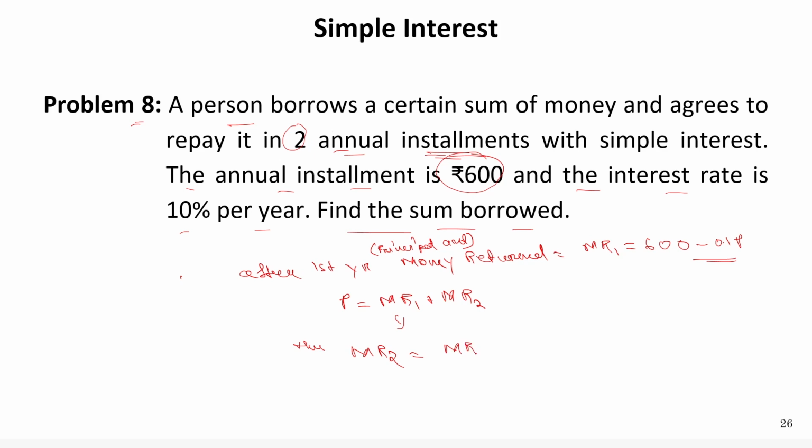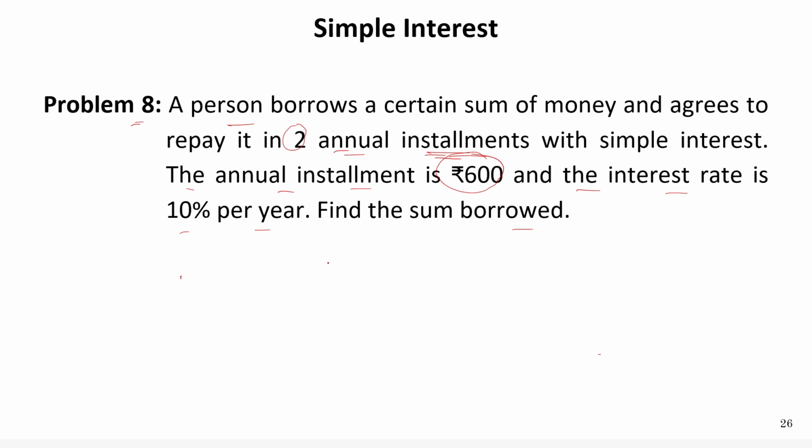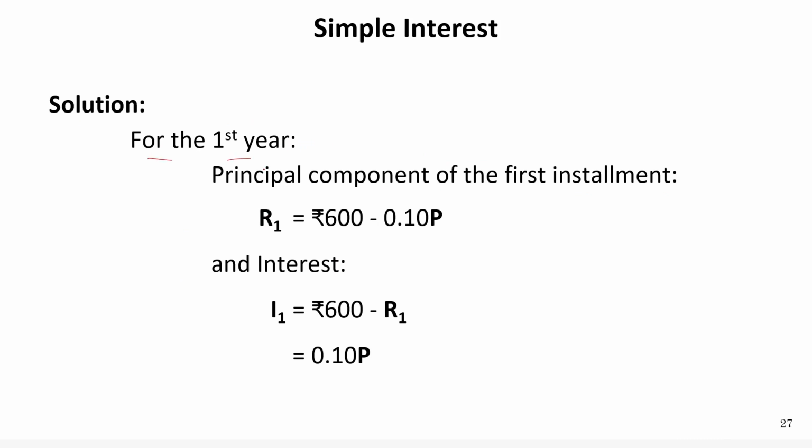So it will be something like this. That is MR1 minus 0.1 into MR, that is 0.1. So let's go forward with the step-by-step solution. For the first year, let the principal component of the first installment be R1, that is equal to 600 minus 0.10p, right? So interest will be I1 is equal to 600 minus R1, so is equal to 0.10p. That is what we have assumed here.